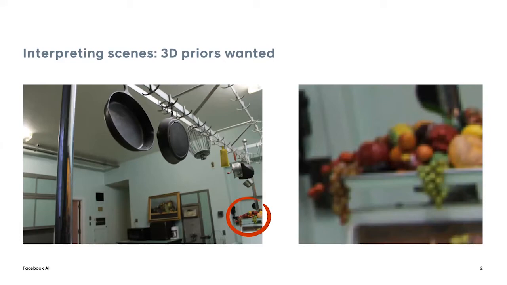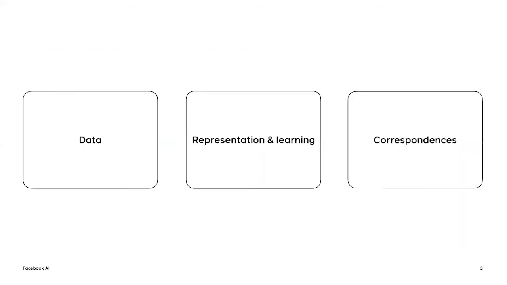So our goal here really is to inject into our machine learning algorithms enough 3D priors that this would be sufficient to take an image like that, which doesn't really contain a lot of information, and extract a 3D reconstruction which is at least plausible. Today I'm going to discuss three things in particular: data, representation learning, and correspondences. So this is the menu, and I'm going to start with data.